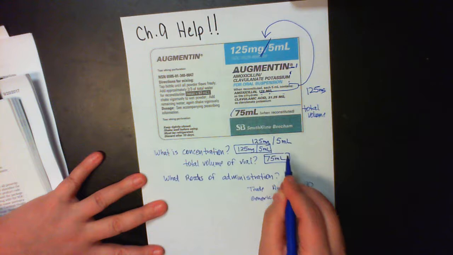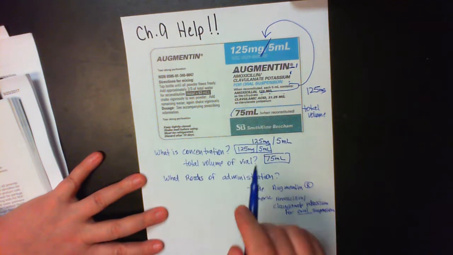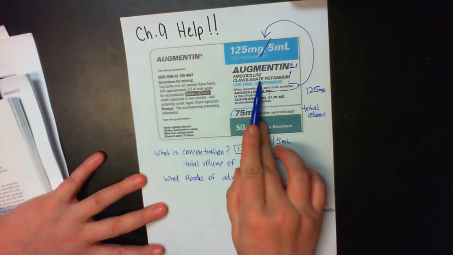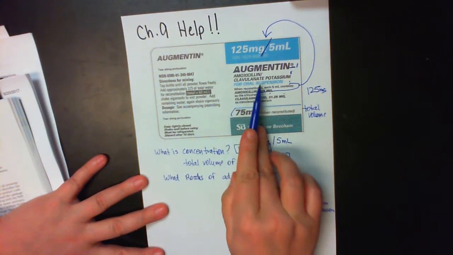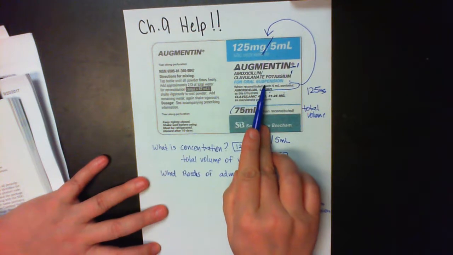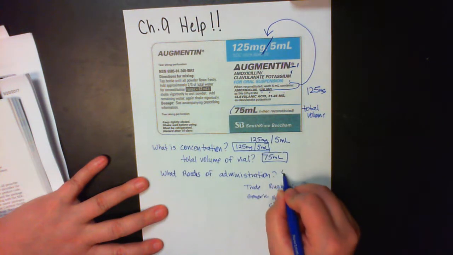And then, what routes of administration can we give this in? Well, we go back up here and it tells us that this is for oral suspension. So does that mean we give it IV? No. Sublingual? No. It has one route, and that route should be oral.